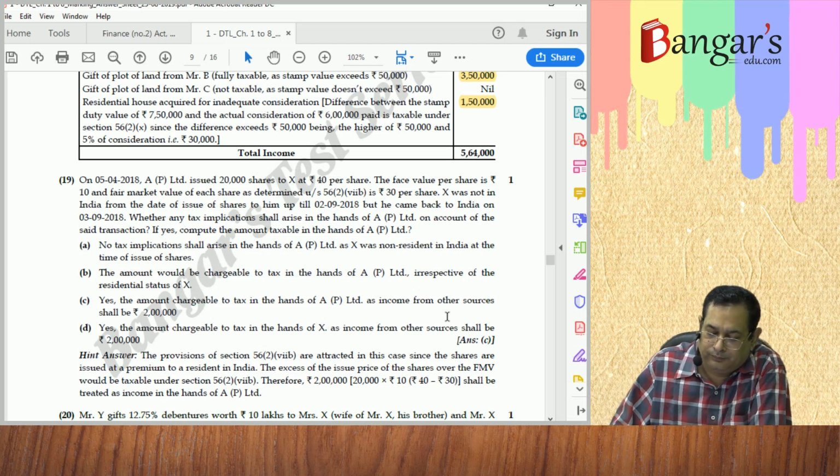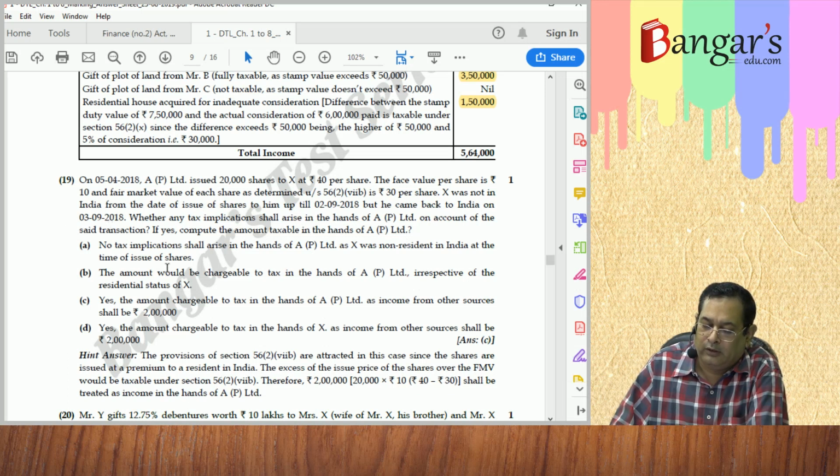Now here, X was not in India from the date of issue till 2/9/18, but he came on 3/9/18. So here, this amount will be chargeable to tax as income from other sources in hands of A Private Limited, and the amount to be taxable will be rupees 10 per share, that is rupees 2 lakh.